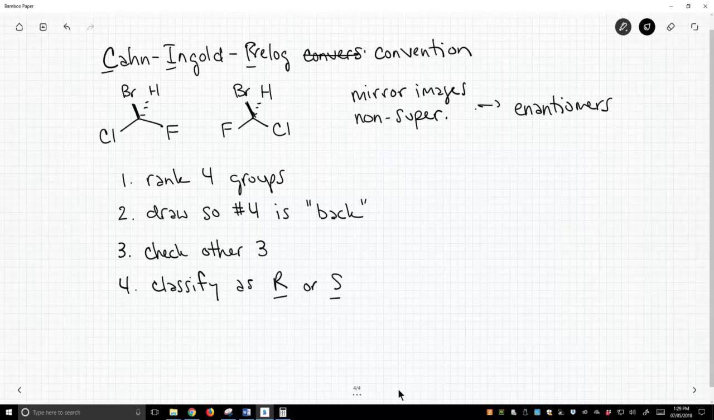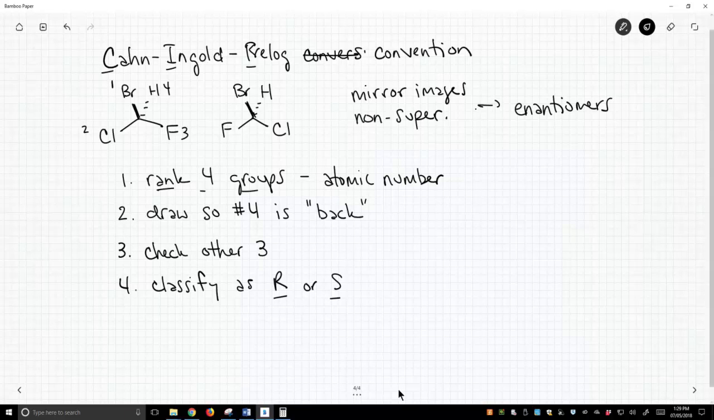So let's look at this molecule. How do we rank our groups? We rank our groups by atomic number. So, which has the highest atomic number? Bromine is 1, followed by chlorine as 2, fluorine as 3, and then hydrogen. You might need to have some familiarity with the periodic table or look at the periodic table for this.